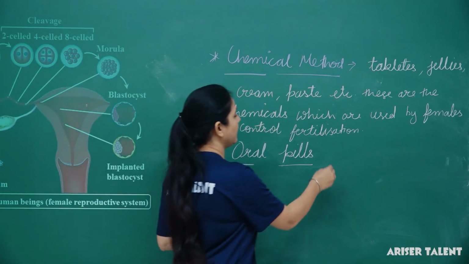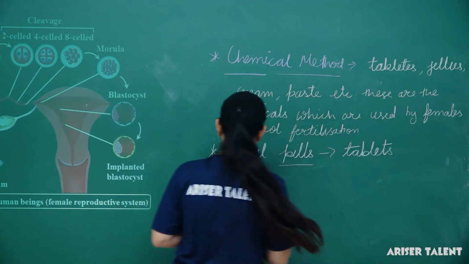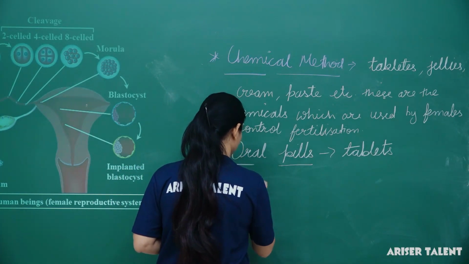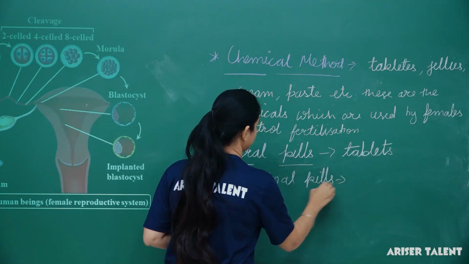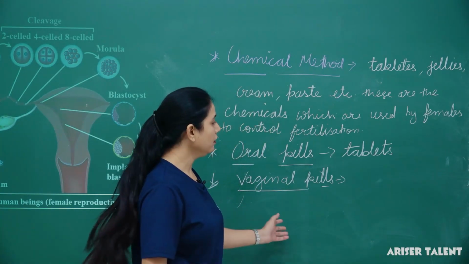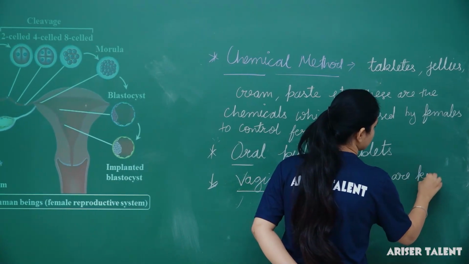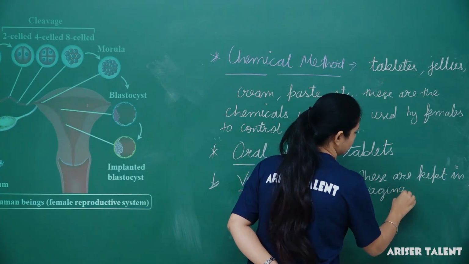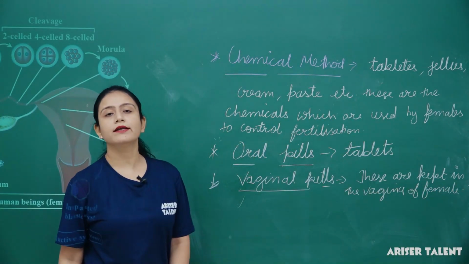So generally females can take tablets. And another method is vaginal pills. So some tablets, creams are used in the vagina of female to stop the fertilization. These are kept in the vagina of female. So this was all about the chemical method.